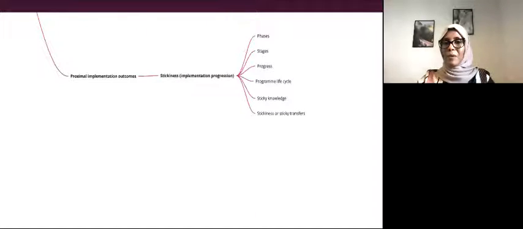And now at the bottom of the figure, we have the proximal outcomes that are linked to the implementation progression, what we term as stickiness. And the first order concepts under this category are implementation phases, stages, progress, sticky knowledge, stickiness, and sticky transfer. And these are terms extracted from the included publications.